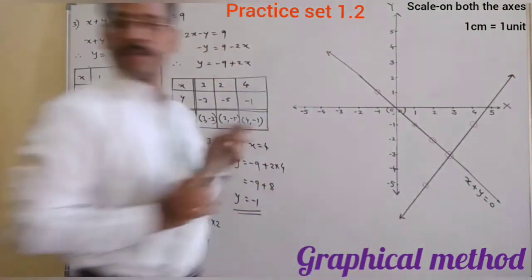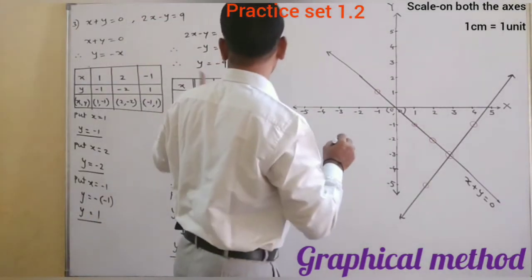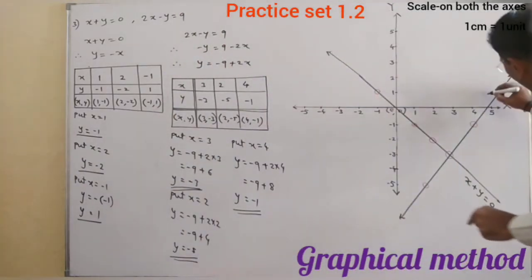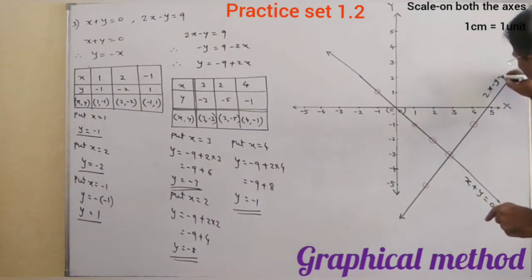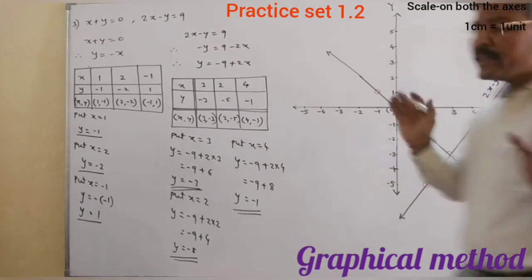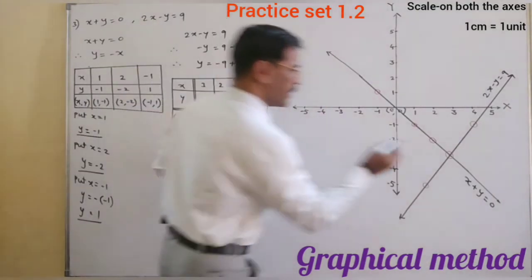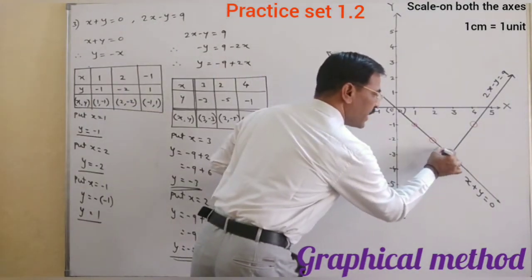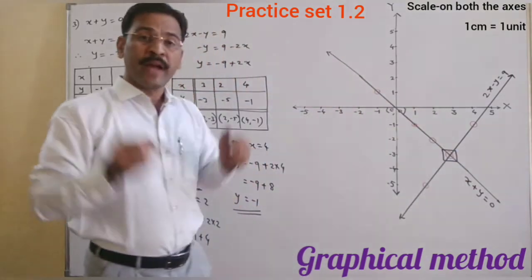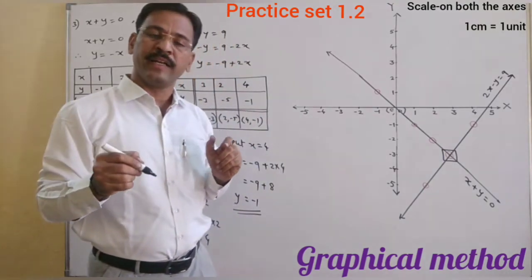Okay friends, now see here, write the name of the equation which is 2x minus y equal to 9. See friends here, 2x minus y equal to 9. Understand? Now, where do they meet, where do they intersect, tell me where? Here is the point at which they meet. This is the intersecting point, and we have to write the coordinates of that intersecting point.